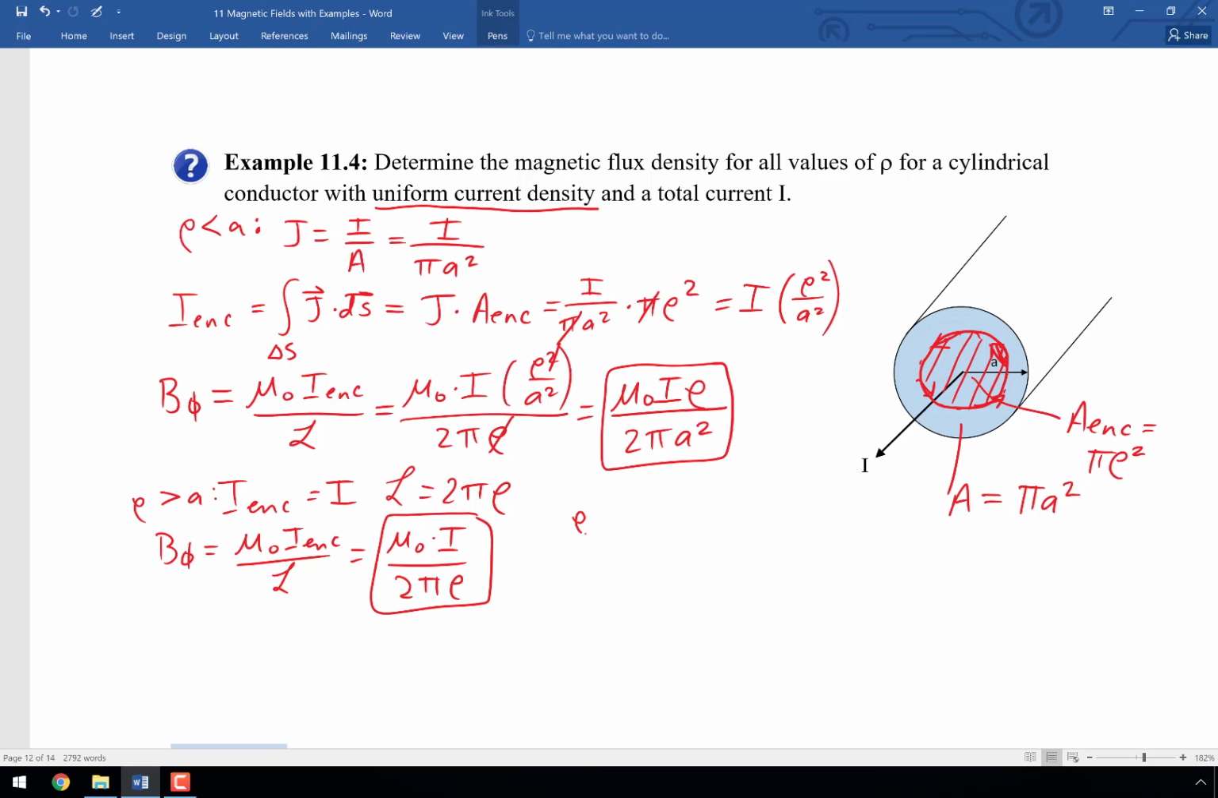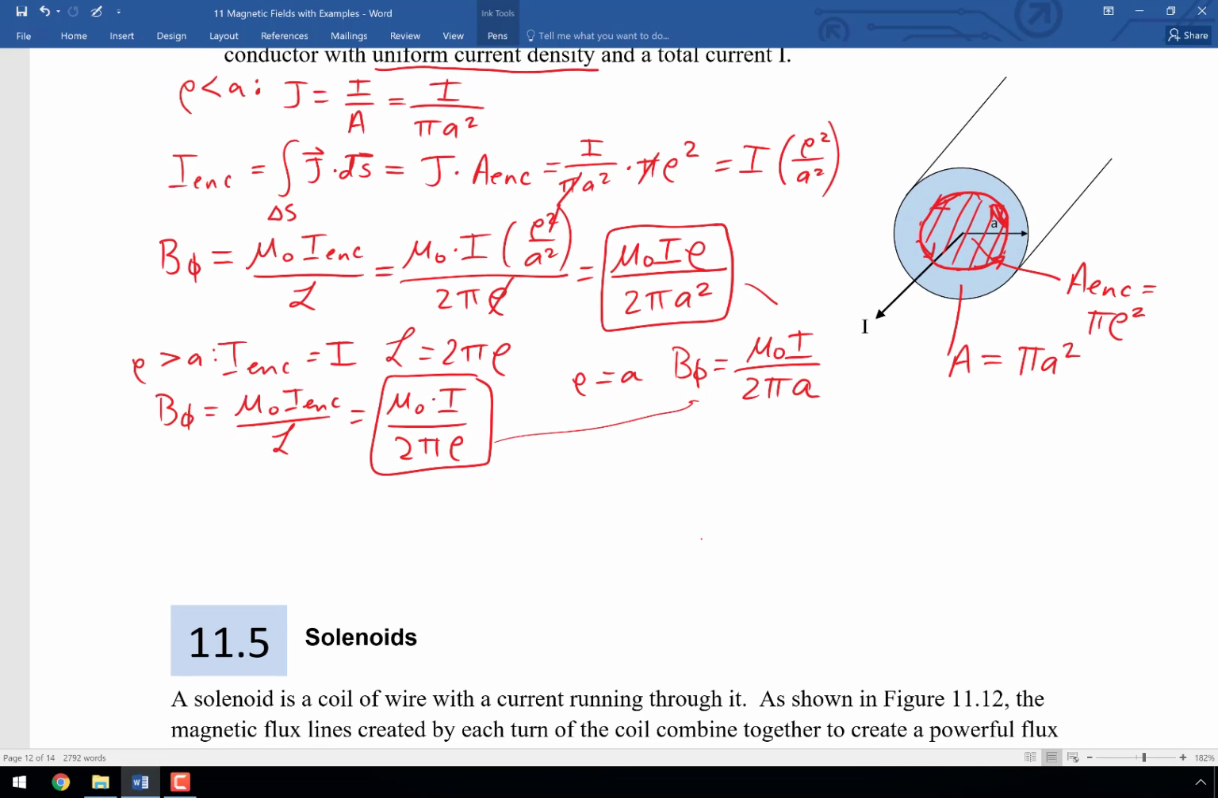Let's consider the case where rho is equal to A. If we're right at the surface, if rho is equal to A, then we end up with B sub phi equal to mu sub 0 I over 2 pi, and the rho, which is now an A, will cancel with one of the A's from the denominator, and we're left with mu sub 0 I over 2 pi A. And it's pretty obvious that if we had rho equals A inside, we'd also get mu sub 0 I over 2 pi A right here. So although it wasn't asked in the problem, I think this is really cool.